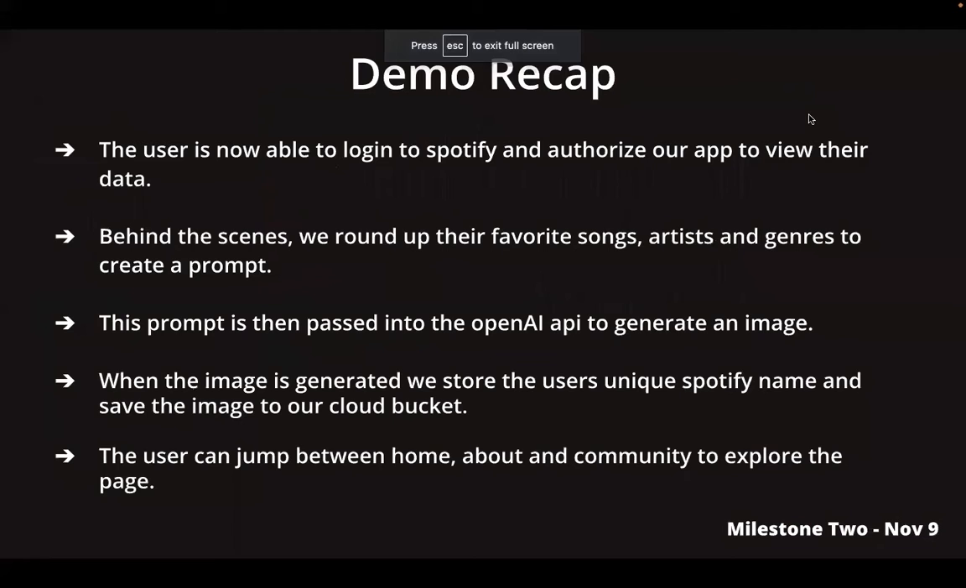I'll hand it off. We are able to authorize a user through the Spotify OAuth API, and then authorize our app to view the data. Then behind the scenes, we round up their favorite songs, artists, and genres to create a prompt. And then this prompt is passed on to the OpenAI API to generate an image. And when the image is generated, we store the user's unique Spotify name, as we saw before, Dan demonstrating the cloud bucket. And then the user can jump between home, about, and community to explore more of our website.